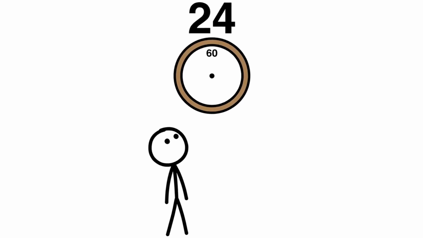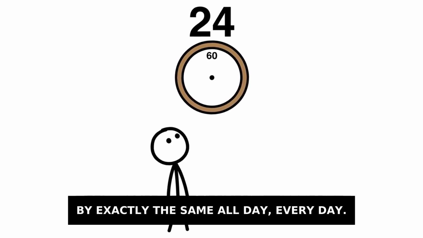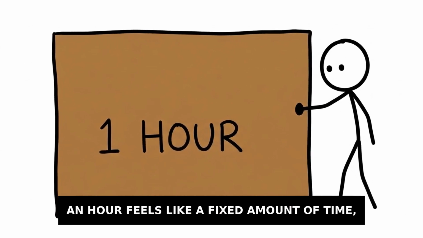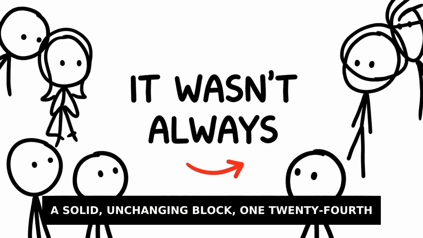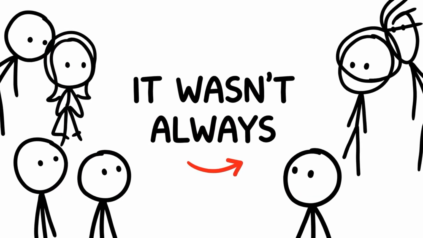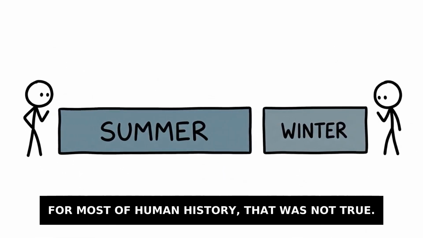Look at a clock, 24 hours, 60 minutes each, ticking by, exactly the same all day, every day. An hour feels like a fixed amount of time, a solid, unchanging block, 1/24th of a day, always. But here's something strange. For most of human history, that was not true.